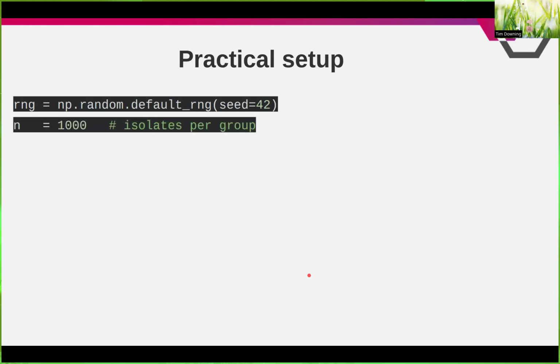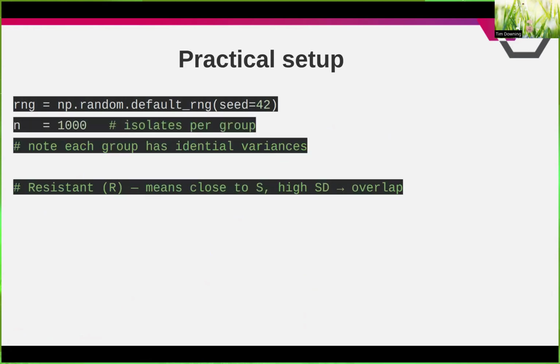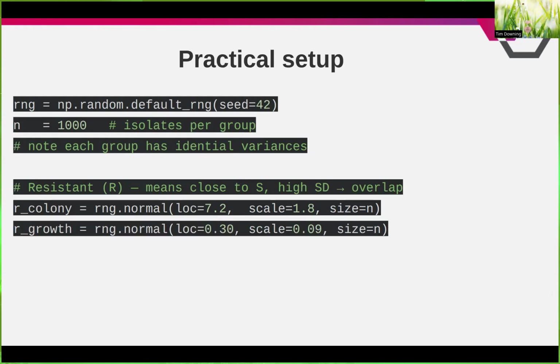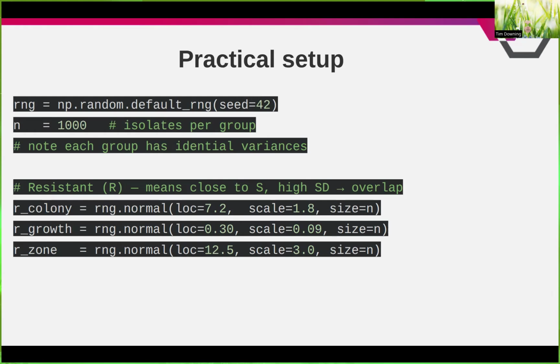What we're going to do is create a seed, create 1,000 isolates per group, and one thing to note is that each of the groups has similar variances. So if we change that, we might get different results. And what we're going to do is create the colony size as a normal distribution for the two different groups. And same with the rate of growth and zone of inhibition.